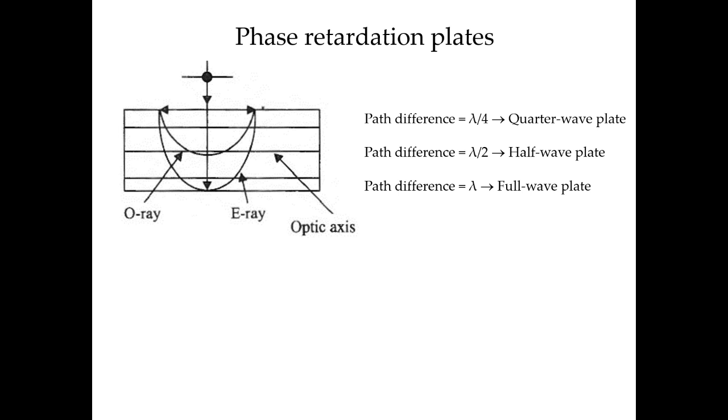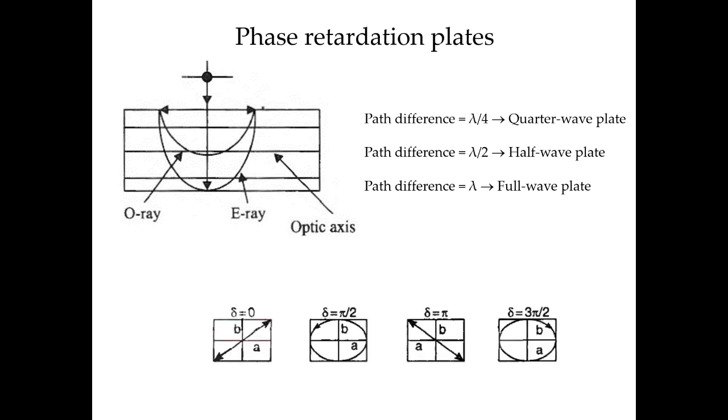As we have already studied, two 90-degree phase shifted orthogonal linearly polarized light rays superpose to give a circularly polarized light ray or an elliptically polarized light ray. Therefore, a quarter wave plate can be used to produce circular or elliptical polarization.